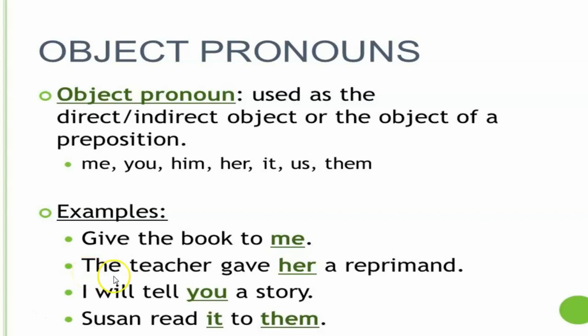The second sentence says the teacher gave her a reprimand. So in this case, her is working as the indirect object. How do we know that? Because we answer the question who. Who did the teacher give a reprimand? To her. Now this can be a very basic topic, but it's necessary to review it because some students still make mistakes with pronouns. Now let's practice a little bit.